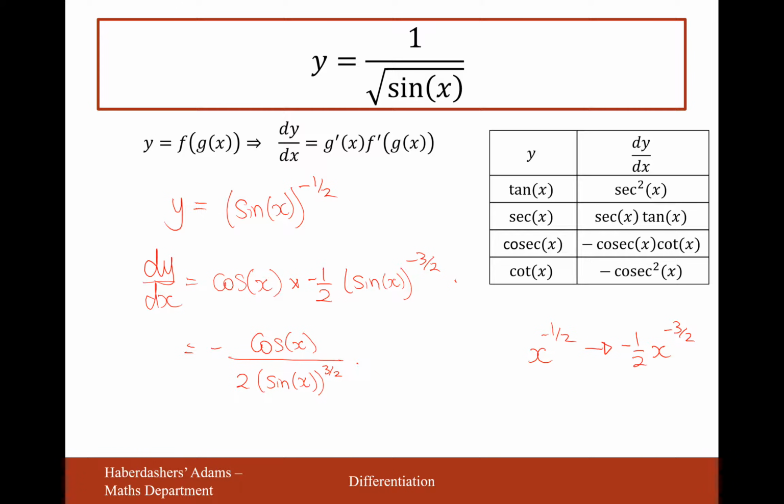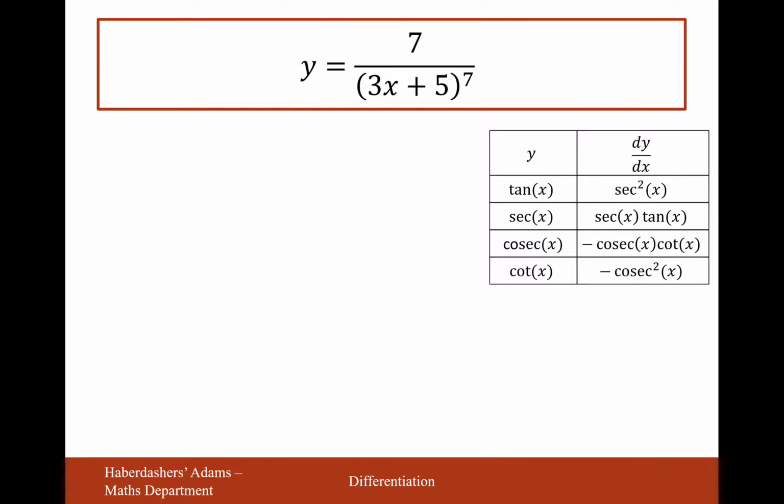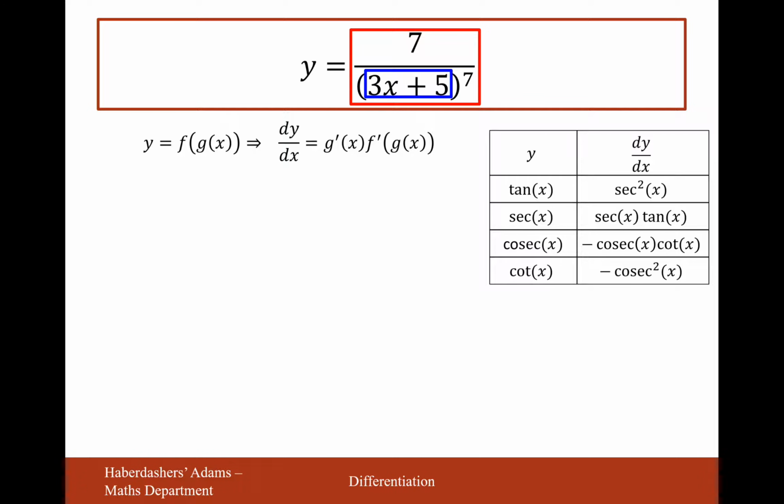Moving on to the next one. We have 7 over 3x plus 5 all to the power of 7. So again, chain rule, the inside function is going to be 3x plus 5, and the outside function is going to be this 7x to the minus 7. So let's rewrite it as we wish to differentiate it. y is going to equal 7 bracket 3x plus 5 to the power of minus 7. We could have done this by the quotient rule, but I'm going to do it by the chain rule instead, treating the 7 as a power of minus 7 if it's on the bottom of a fraction.